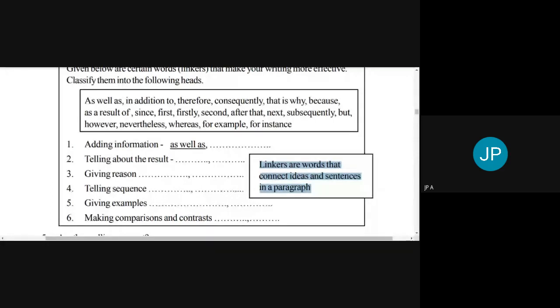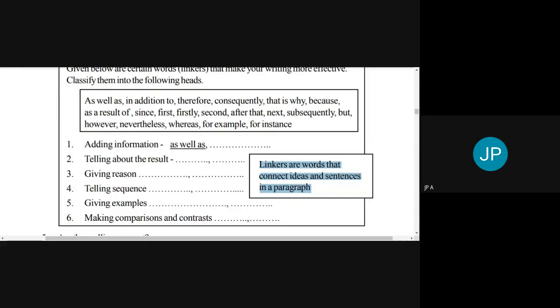So how do we understand which are the right linkers? We have such categories. Some linkers are used to add information. Some linkers can be used to tell about the result. Some linkers to give reason. Some linkers to put things in the correct sequence, in the correct order. Some linkers can be used to give examples, and some other linkers can be used to compare and contrast ideas.